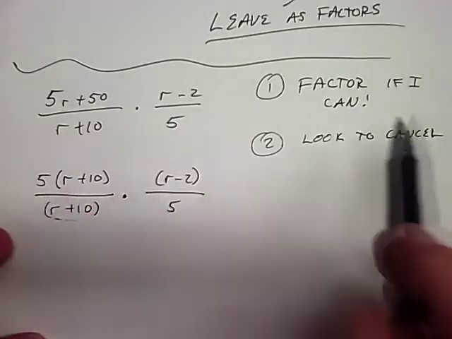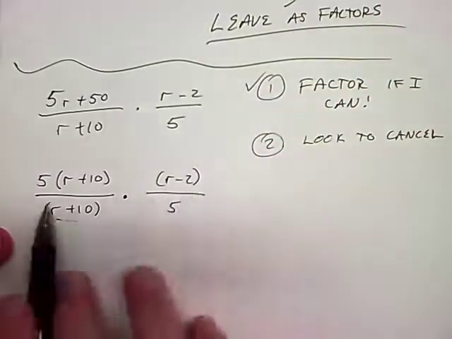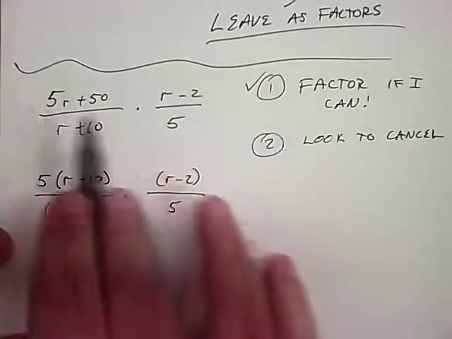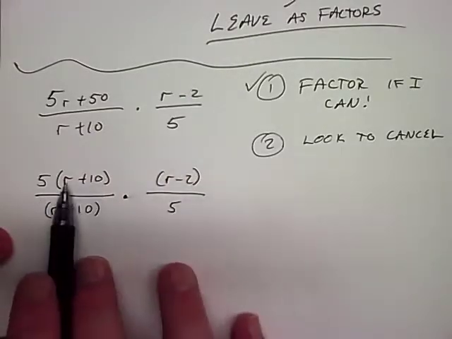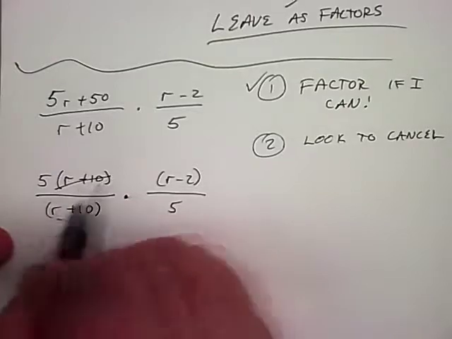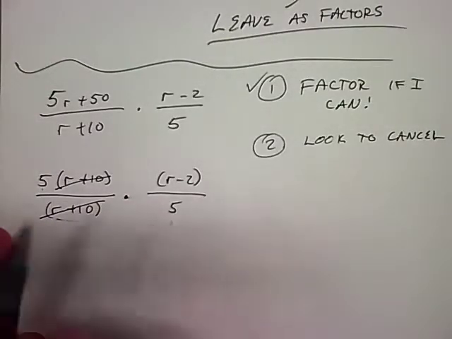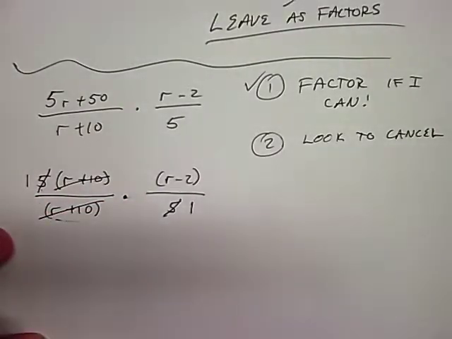These guys cancel. All right, again, notice I've factored, right? So check, I've done my factoring. The only bit of factoring that I've done was the 5r plus 50. So I've factored. Now I'm going to look to cancel. So r plus 10 and r plus 10, these guys are gone. I have a 5 in the top here and a 5 in the bottom here. So that 5 goes to a 1.